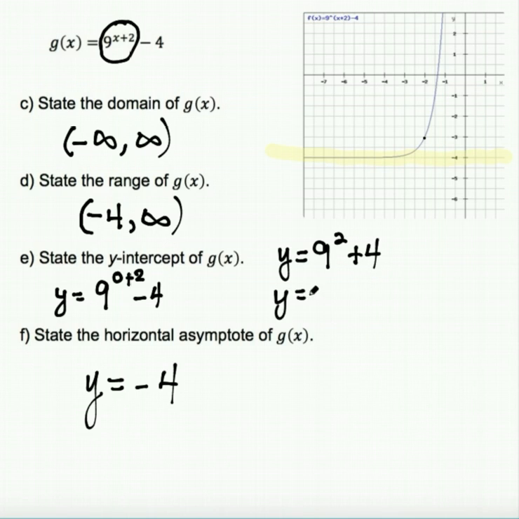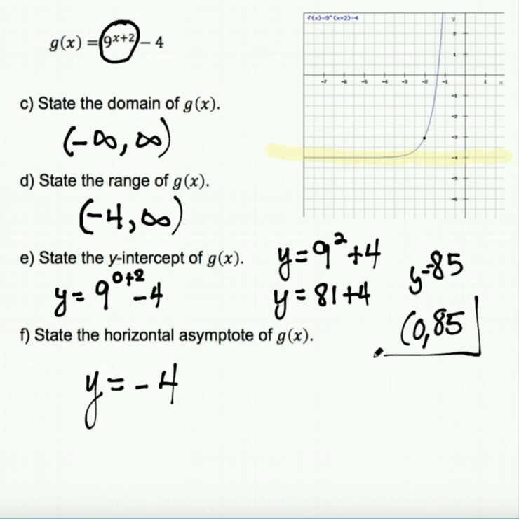We know 9 squared is 81. 81 plus 4 gives me 85. So my y-intercept is 0, 85. That's why I don't see it on the graph. Okay, it's way up there.